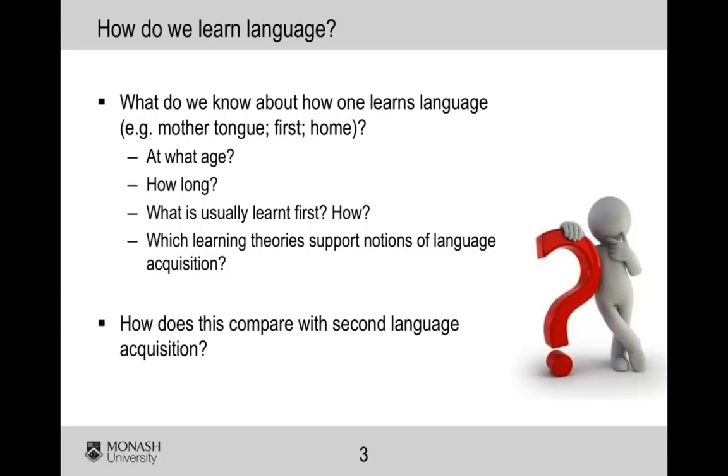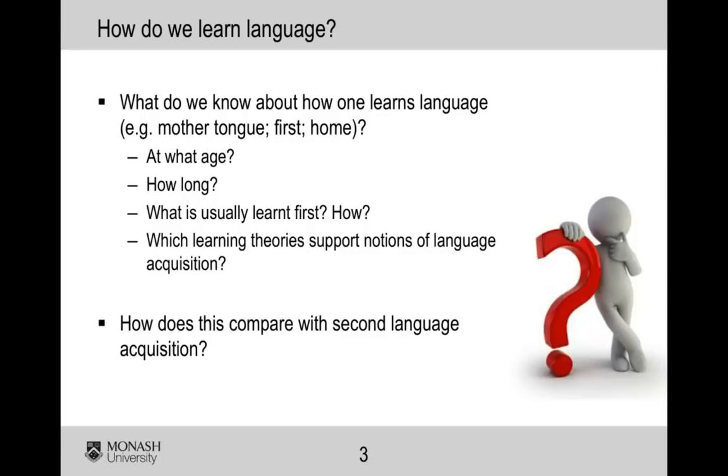We talk about what is usually learned first. Do we comprehend? Do we hear words first? Do we speak first? Obviously, listening and speaking develop first, and then reading and writing.